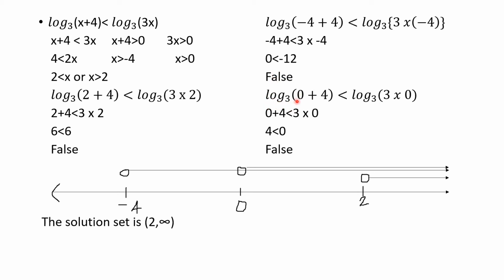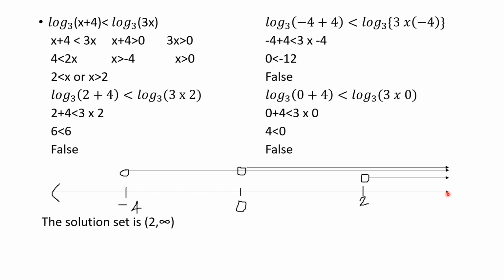So log base 3 of 0 plus 4 is less than log base 3 of 3 times 0. So cancel the logs again. So you end up with 0 plus 4 is less than 3 times 0. So 0 plus 4 is 4. 3 times 0 is 0. So 4 is less than 0. This is obviously false. Then the third step is to make a number line.